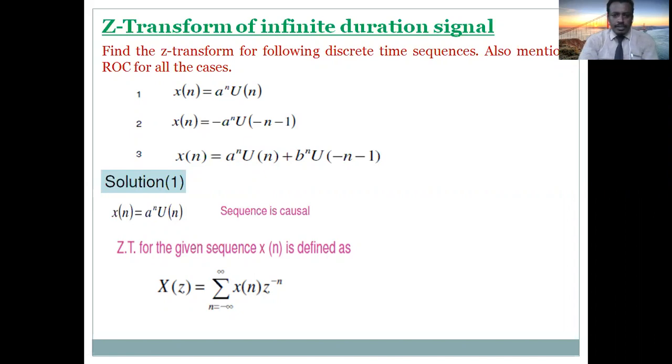Here, x of n is given, the discrete time signal, exponential signal, a raised to n, u of n. So let's see how to determine the Z transform of this infinite duration sequence. And also we are going to mention the region of convergence. As we have discussed, region of convergence is the set of values of Z in which the Z transform exists, or it is a finite one. So let's see the first example.